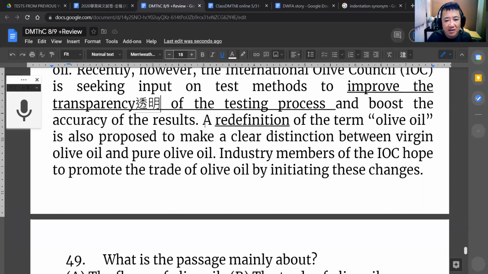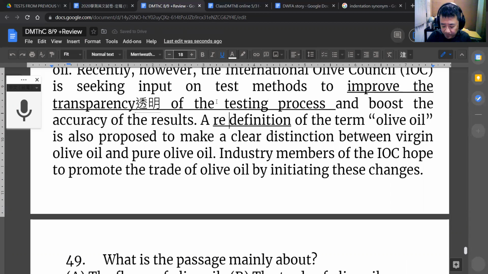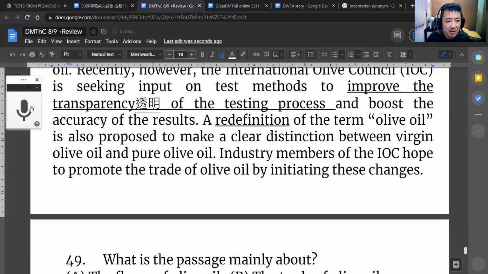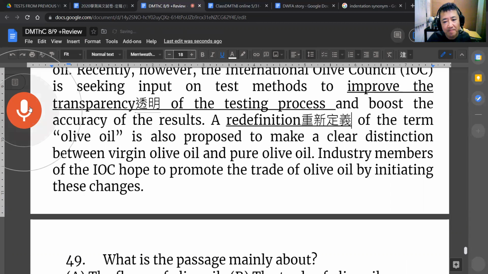Okay? So a redefinition, a 重新的这个定义, huh? Definition 是定义 and redefinition is to 重新定义, okay?